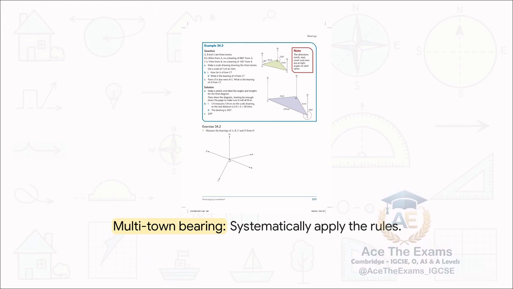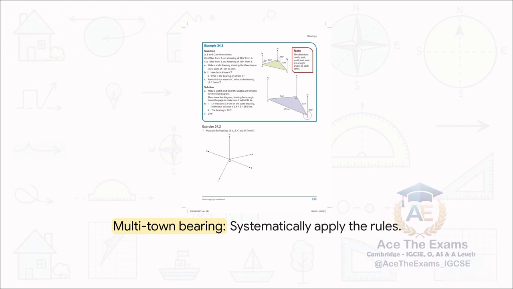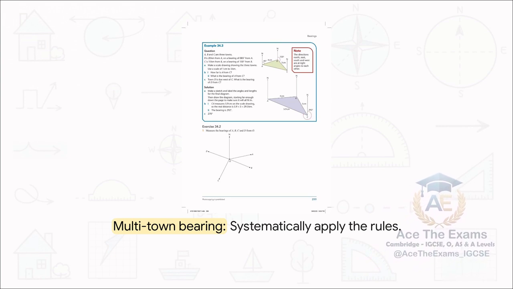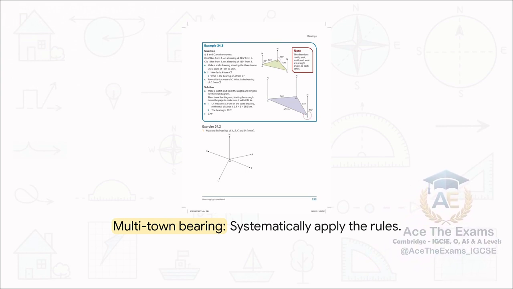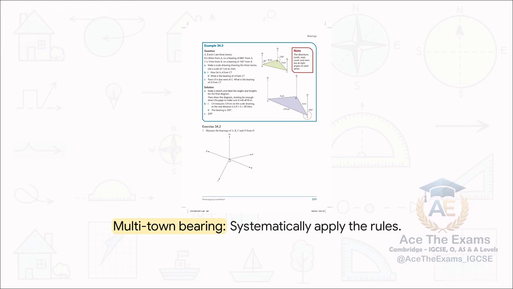If the final question asks for the distance of A from C, just connect the dots, measure the line in centimeters, and multiply by 5. If it measures 5.9 centimeters, 5.9 times 5 is 29.5 kilometers. Combining scale drawings with bearings is entirely manageable when you systematically apply the rules one step at a time.